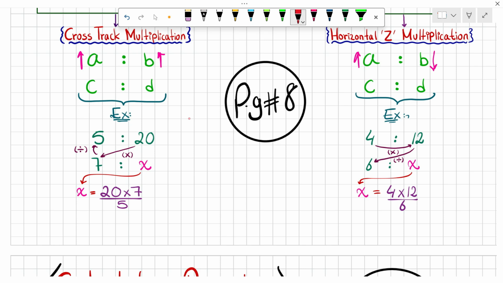So 5 to 20, 7 to x, find x. 20 times 7 divided by 5, crazy Z. 20 times 7 divided by 5. Here, 4 times 12 divided by 6. Up to down, here down to up.